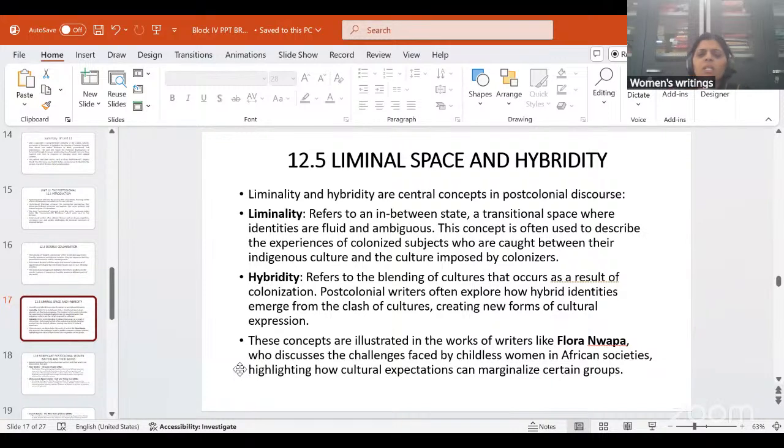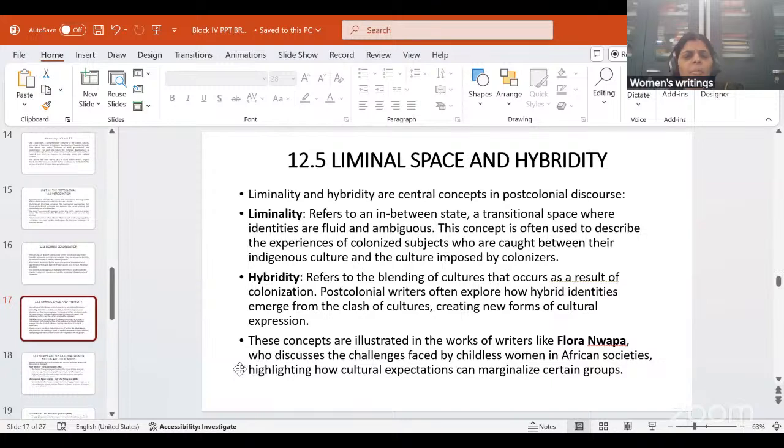Right. And hybridity, it refers to the blending of cultures that occurs as a result of colonization. So post-colonial writers often explore how hybrid identities emerge from the clash of culture, creating new forms of culture and expression. So today people wear jeans pants. It's a mix of culture, right? So Western and Indian culture mixed up. People wear jeans pants, but they go to temples. So this is a mix of culture. Clash of culture is happening here. This is called hybridity.